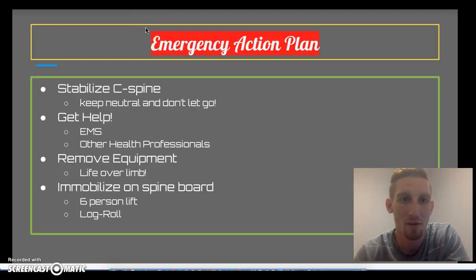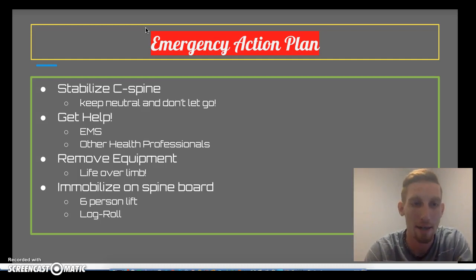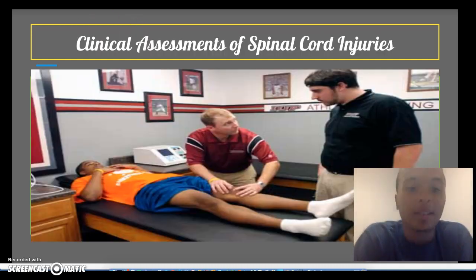And just like you saw in this video, the emergency action plan that was put in place: the head athletic trainer stabilized C-spine. He kept his head neutral, didn't let go. He got his help. EMS arrived with a cart. The other health professionals removed the equipment like the mouth guard to make sure their breathing was good. They immobilized him on the spine board, and they actually did a 6-person lift to get him up off the ground. And that was their emergency action plan. So here we have our in-clinic assessments of spinal cord injuries, our favorite, right?